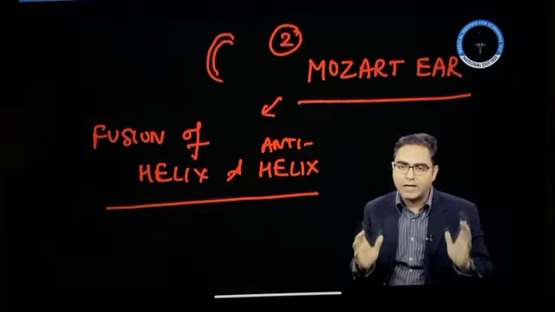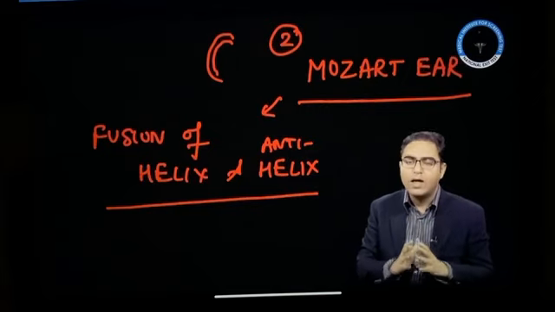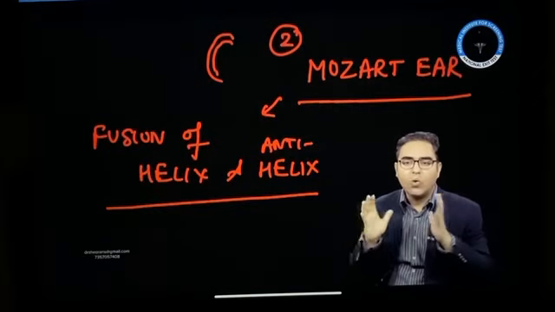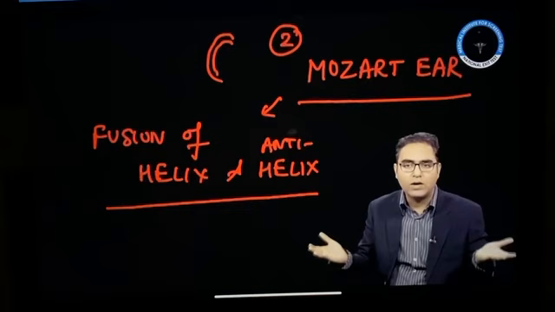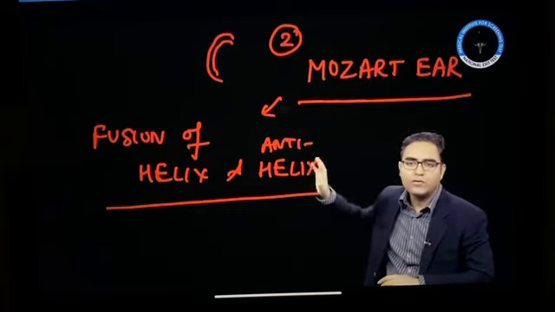There are 3 abnormalities of the shape of pinna. The most common one is bat ear, and bat ear means absence of antihelix. Wildermuth ear is absence of helix, means flat or unfolded one. And last one, very rare one, Mozart ear, it's a fusion of helix and antihelix.